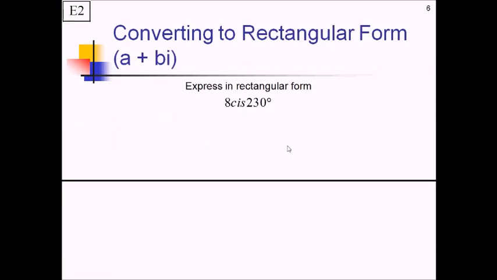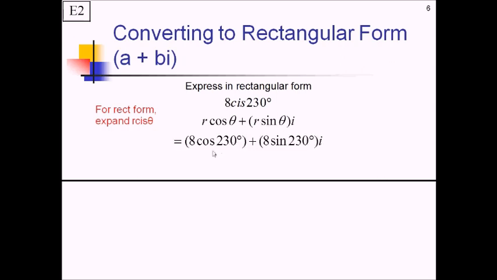Now that we know how to go from rectangular to polar form, how do we get back to rectangular form? The good news is r cis has this built right into it. To get rectangular form, you just have to expand r cis form. Now remember, that was just r times the cosine of theta plus i times the sine of theta with an r in there. So we have r cosine of 230 plus, and that's 8 cosine of 230, plus 8 sine of 230 times i. And we just have to figure out the cosine and the sine of 230.